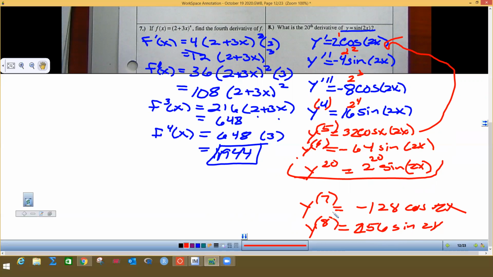So again, you see every 4 is going to go back to the positive sine of 2x. And that 20 is divisible by 4, so it'd be the positive 2 to the 20th times sine of 2x again. And so whatever that is. Okay?